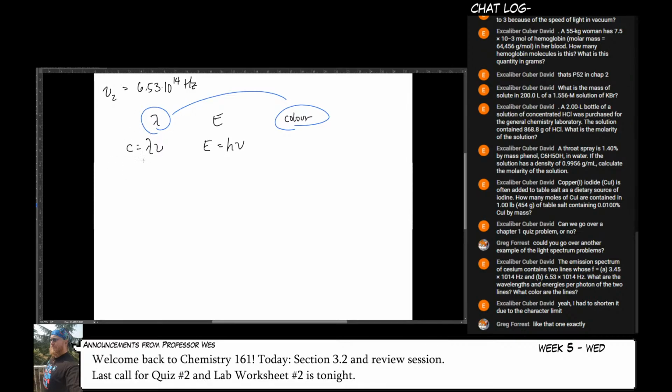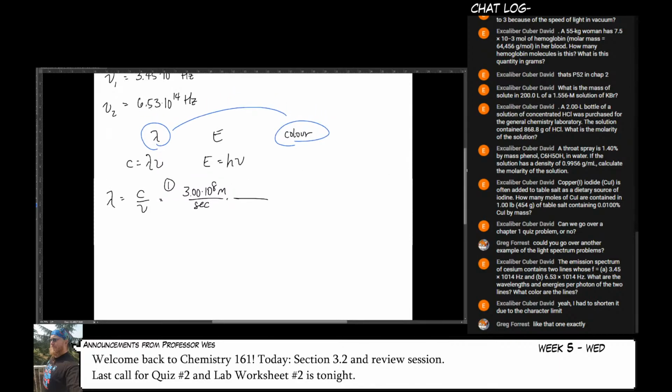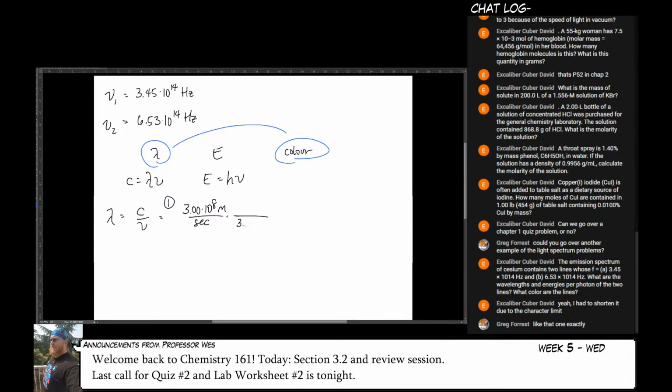So if c equals lambda nu, then the wavelength is going to be equal to c over the frequency. If I do this for number 1, there's c, and then divide by frequency, which for number 1 was 3.45 times 10 to the 14 hertz, and a hertz is per second, so those go away. Then this is going to be in meters. I don't want meters. Let's just immediately turn it into nanometers.